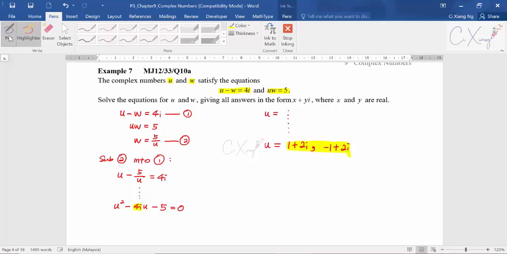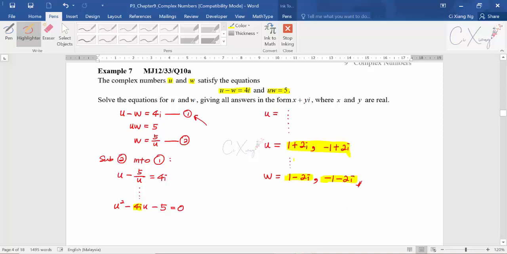All right, then if you continue further, they will also want you to get w. Okay, so you substitute u into this equation. Your w should have two answers as well. For the first w, you should have 1 minus 2i. And for the other answer, it will be negative 1 minus 2i. So this is the answer for w. In short, this question is quite simple, not very complicated yet. So I believe that you can solve it on your own. All right, so this is the final answer here.